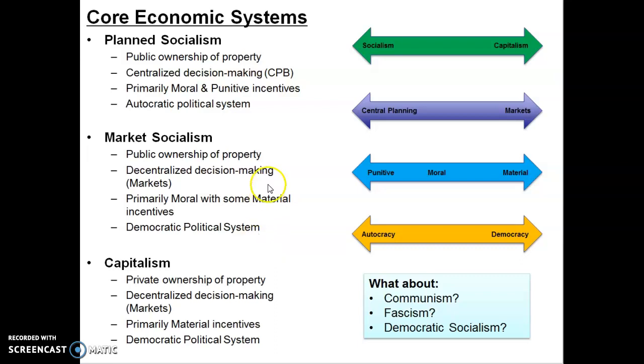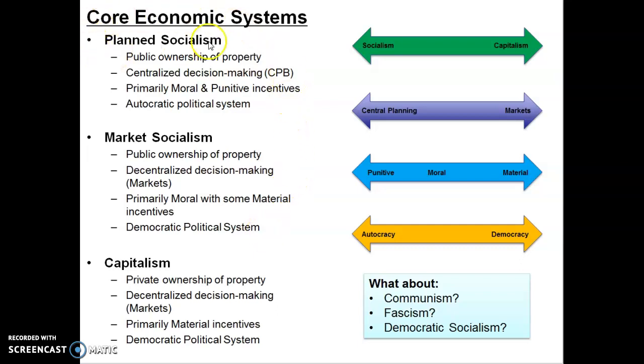This idea that you can have collective ownership of property, but then have all these more capitalist kind of characteristics. So for many people today, market socialism might be a fleeting experience. It might occur en route to planned socialism or en route to capitalism, but may not be a long-term viable economic system. Okay?